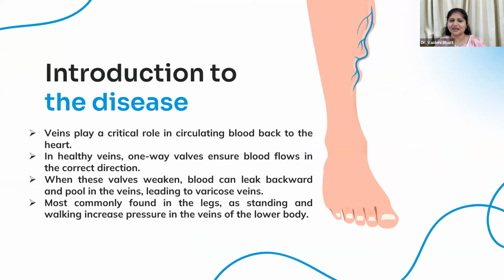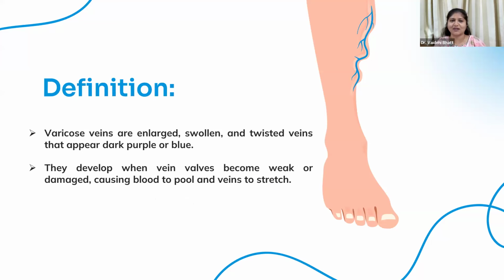Veins play a critical role in circulating blood back to the heart. And the healthy veins have one-way valves that ensure blood flows in the correct direction, against the gravitational flow. When these valves weaken, blood can leak backward and pool in the veins, leading to varicose veins. Most commonly it is found in the legs, as standing and walking increases the pressure in the veins of the lower body.